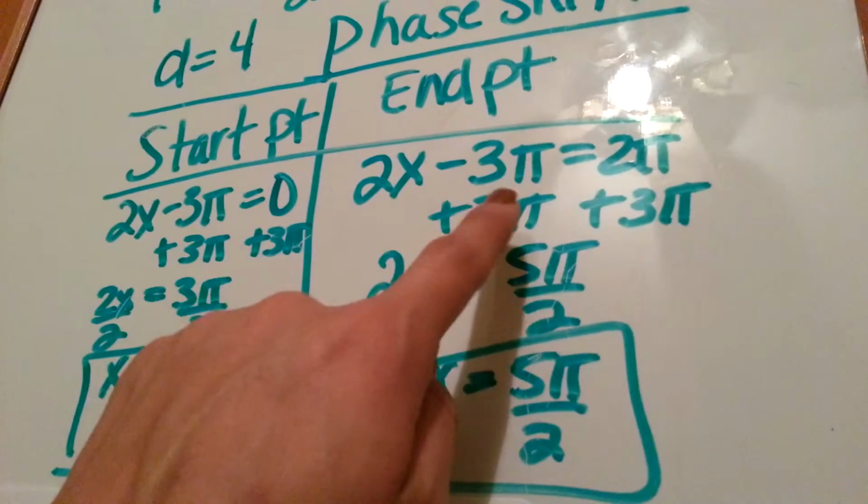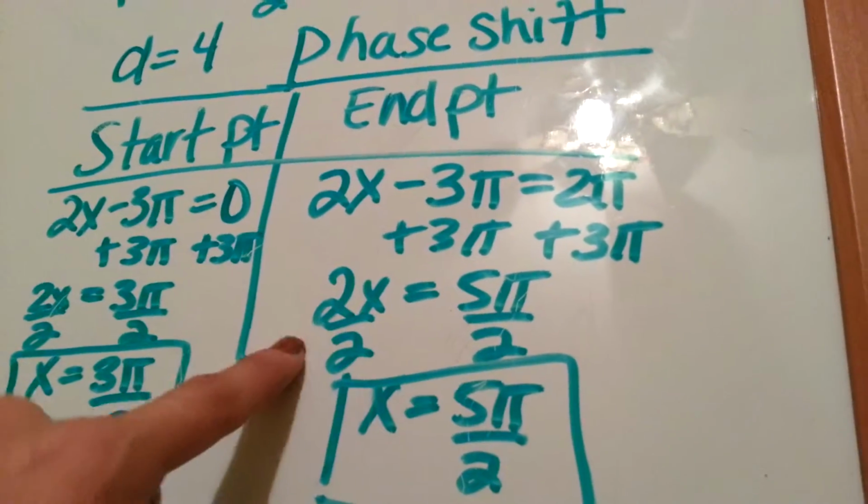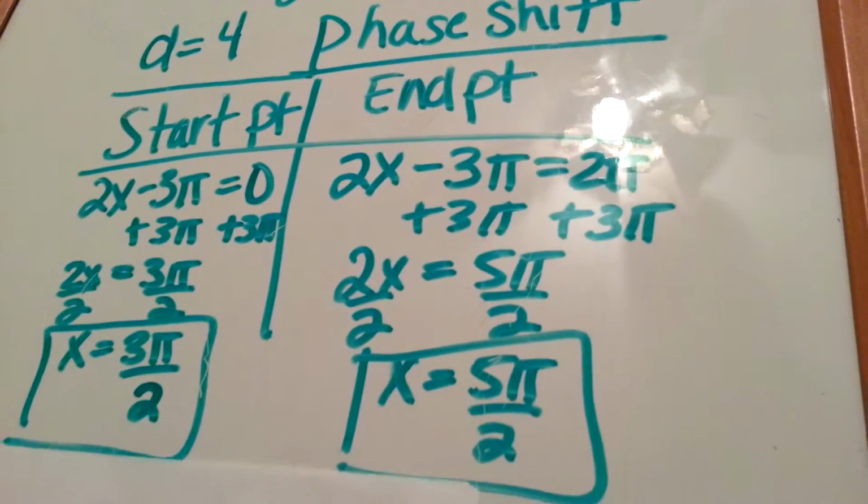On this side we're going to add 3 pi to the other side, giving us 2x equals 5 pi. Divided by 2, giving us x equals 5 pi over 2 for our ending point.